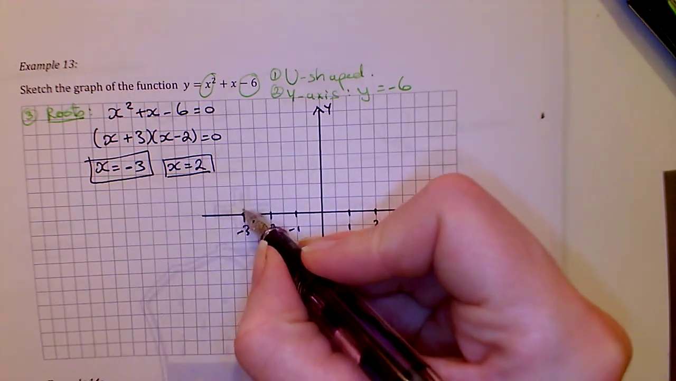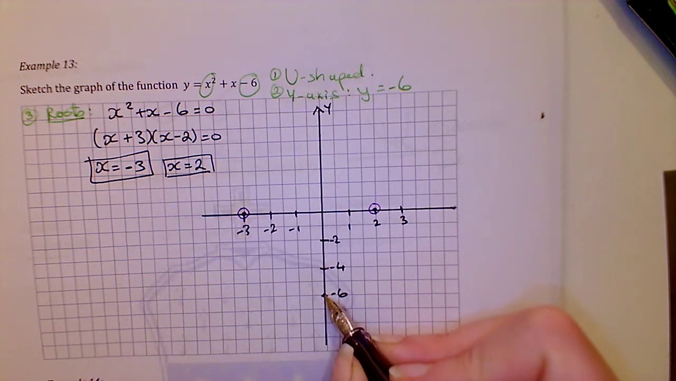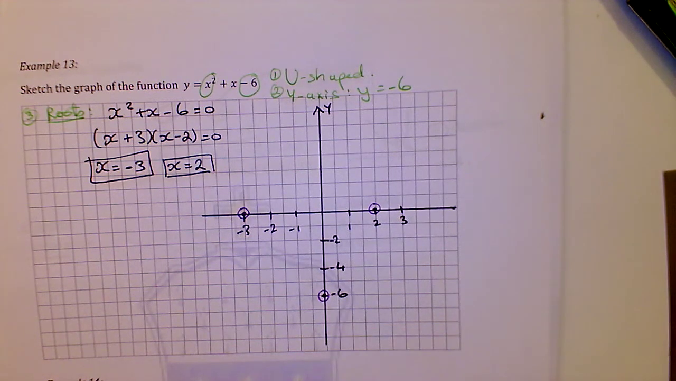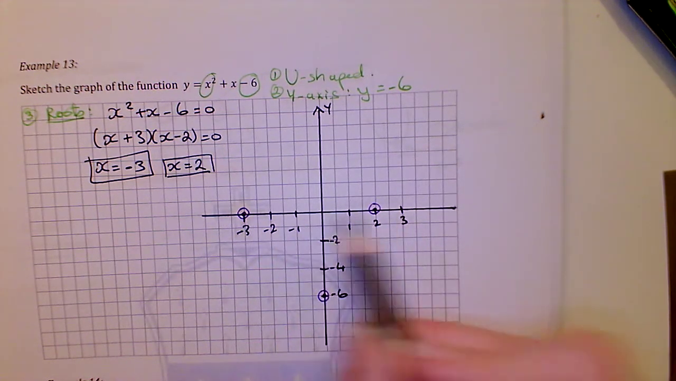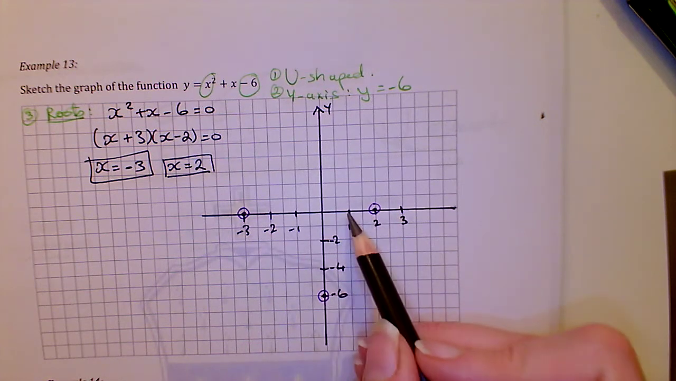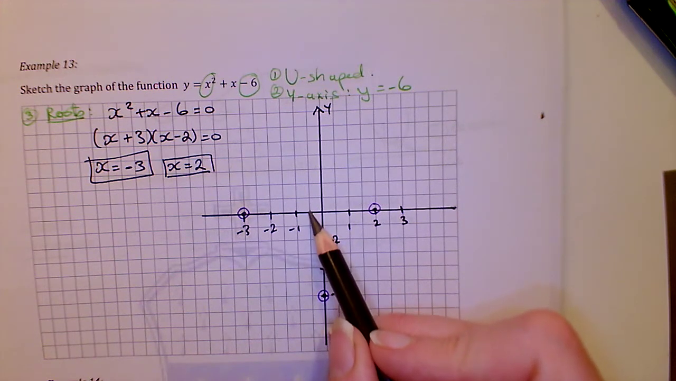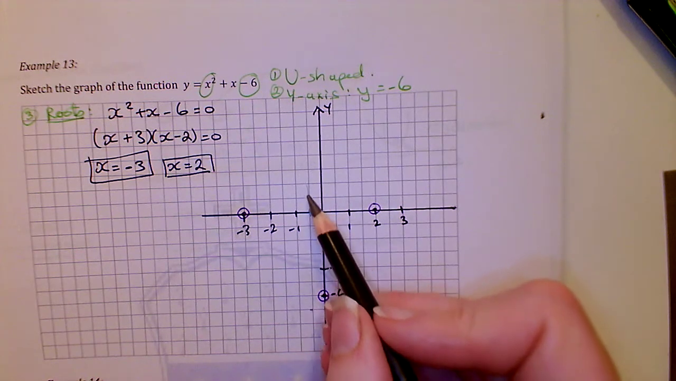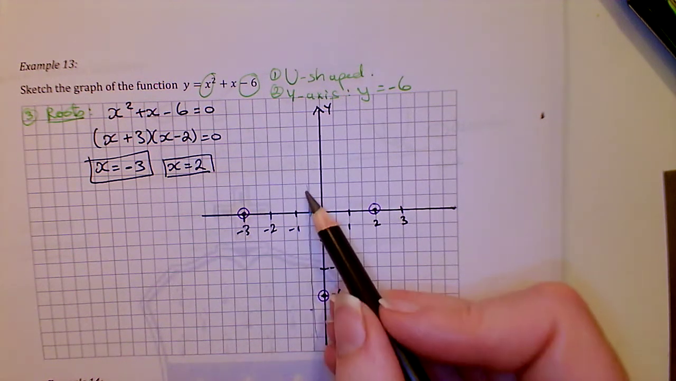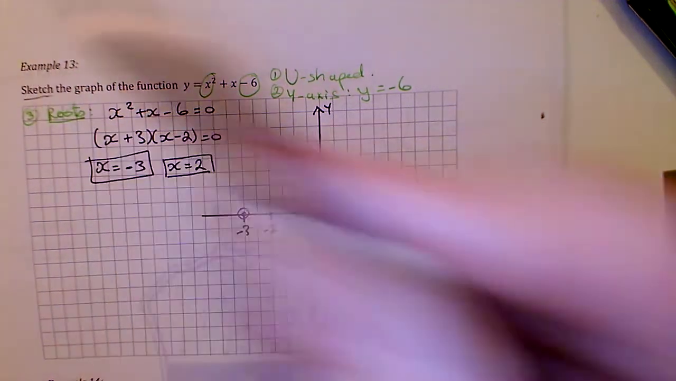We know it goes through the x-axis at -3 and +2. We know it goes through the y-axis at -6, and it's symmetrical, so the minimum point will be between these two here. So we've got 1, 2, 3, 4, 5 at -0.5. So my minimum point is going to be on this line here. I could find it, I don't need to, because again, I'm only asked to sketch it.